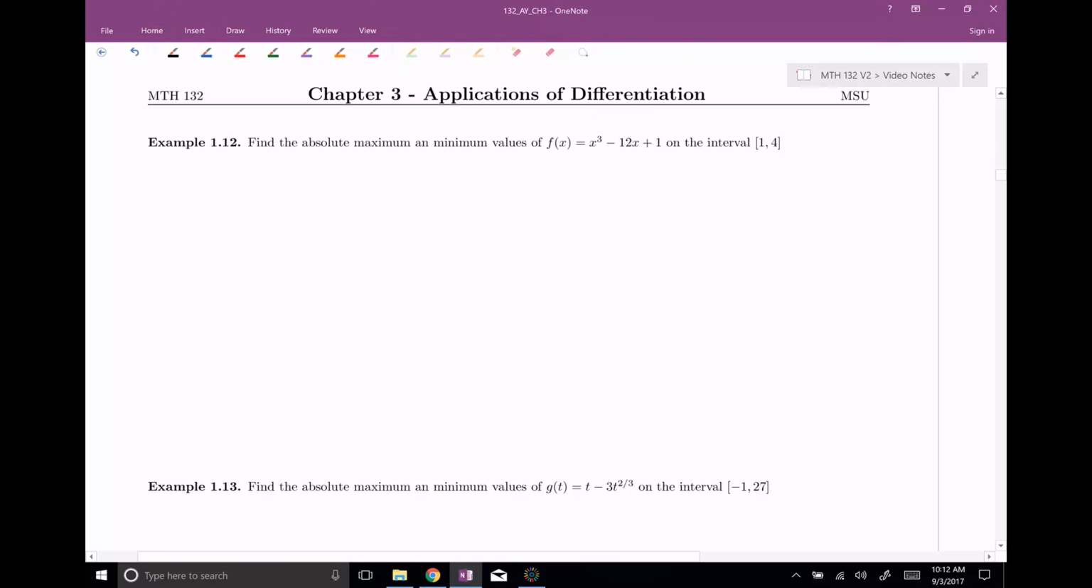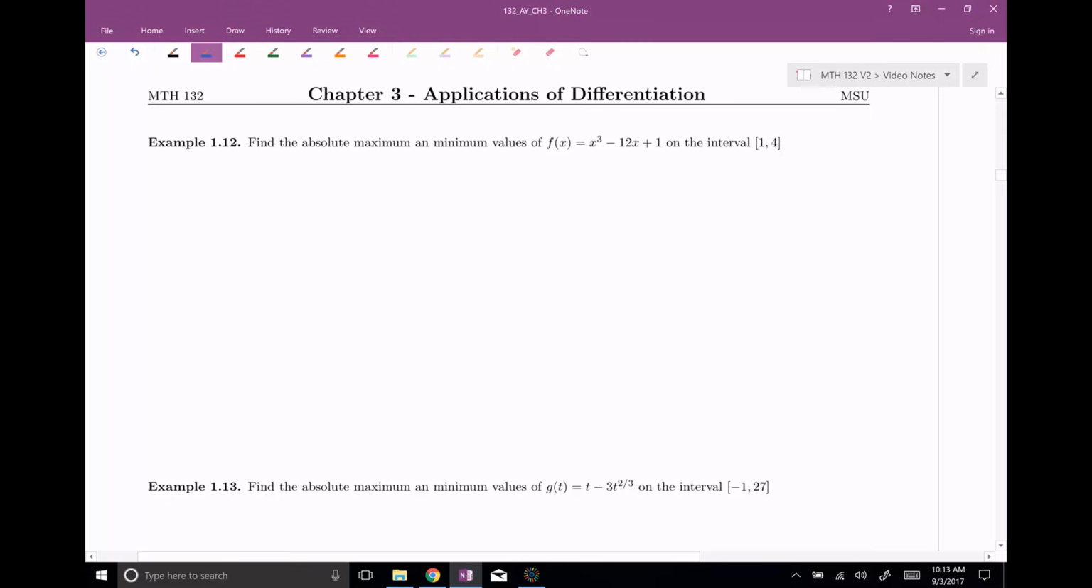So here's our first example. I have a nice cubic function, x cubed minus 12x plus 1. We have a nice closed interval. We notice that this is nice and continuous, right? We're not dividing by 0. We're not taking any square roots of negatives, right? There are no square roots whatsoever. And we have a nice closed interval. And therefore, we know by the extreme value theorem that we're going to be able to find an absolute maximum and an absolute minimum. The only question is, where are they?